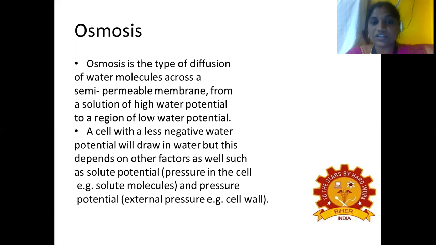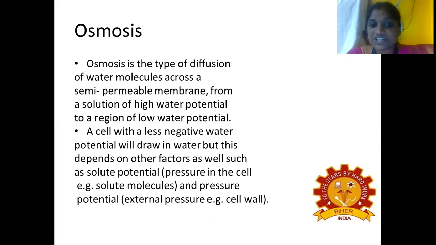So here it is also like the diffusion process. Diffusion of water molecules occurs across a semi-permeable membrane, moving from a solution of high water potential to a region of low water potential. A cell with a less negative water potential will draw in water, but this depends on other factors such as solute potential and pressure potential.